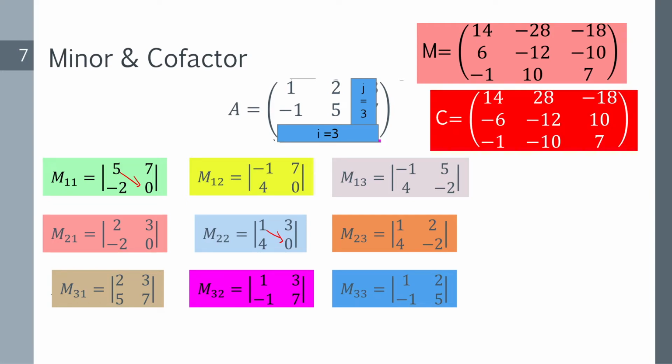So how are we going to find our cofactor? Remember, alternating the sign: plus, minus, plus. So this one is a plus, so the sign never changed. This one is a minus, so it gets a negative 6. And then this one nothing changed, so this one is a minus, so it becomes 10. And then this one not changed because it's a plus, and this one is a minus, this one is a plus, so I already have my cofactor.